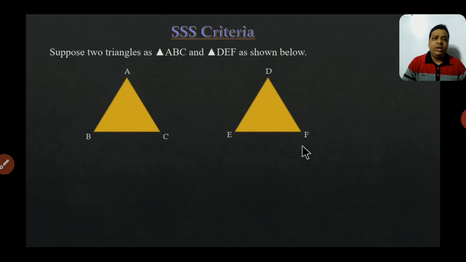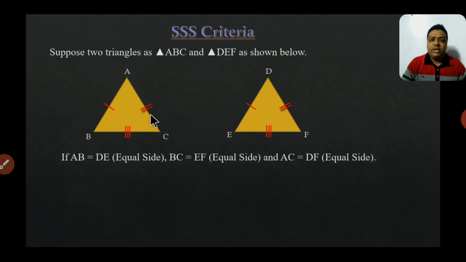Okay. So if side AB is equal to side DE, side AC is equal to side DF, and side BC is equal to side EF, then we can say that if all the three sides of this triangle are equal to all the three sides of this triangle, this triangle is congruent to this triangle. And always keep in mind this is the congruent sign, so we have to write it in between.